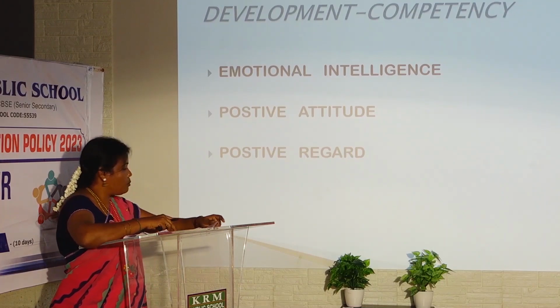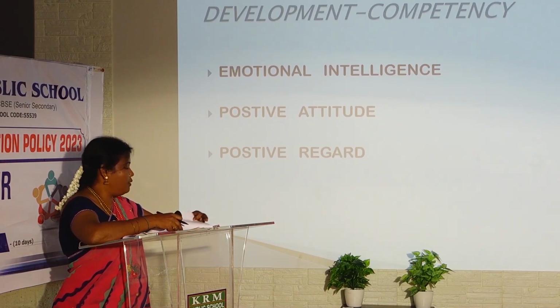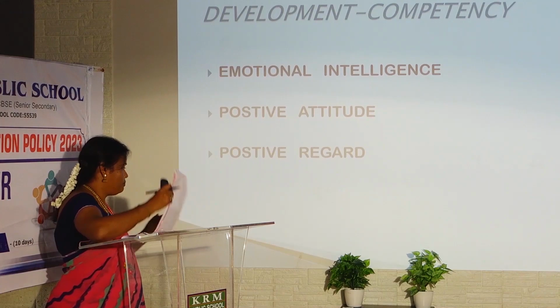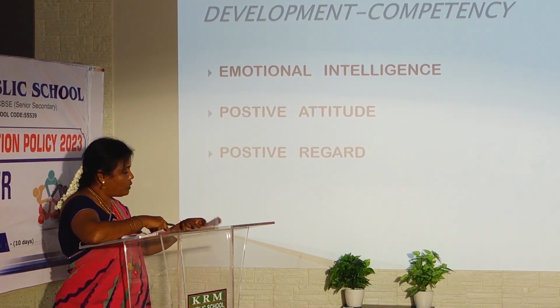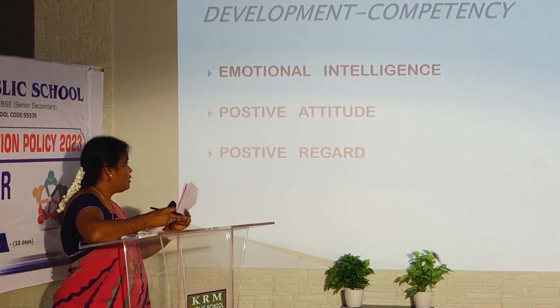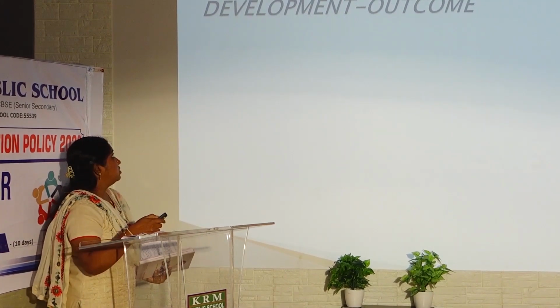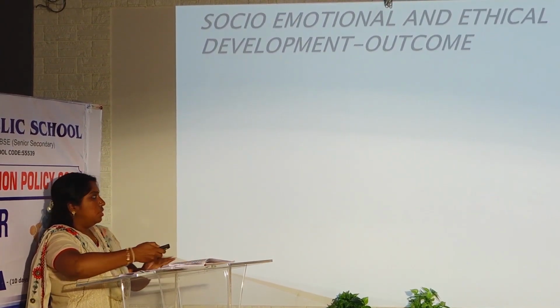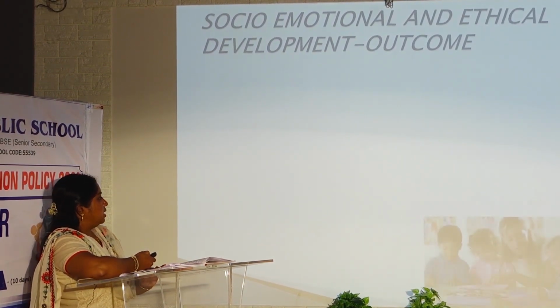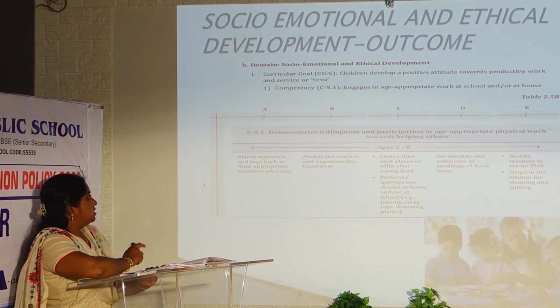Next, we are going to discuss cognitive development. For this, we are going to discuss the outcomes of this same intelligence. Now over to Pradeep. So we are going to now discuss the social, emotional, ethical development outcome. This is the chart given.